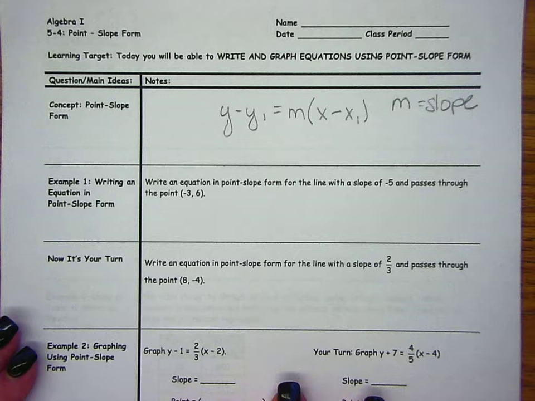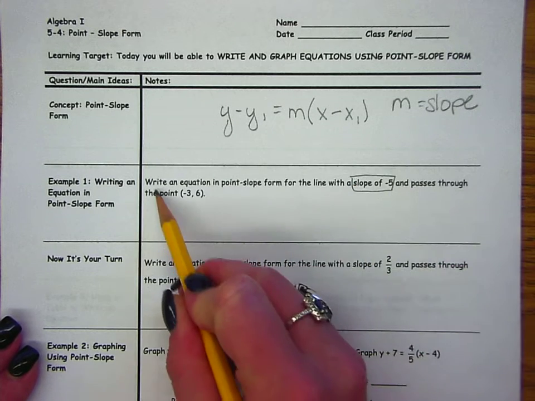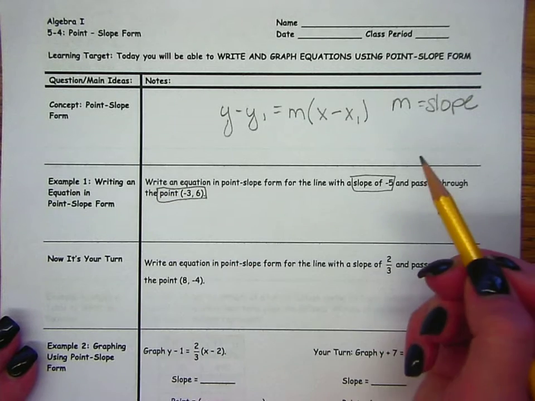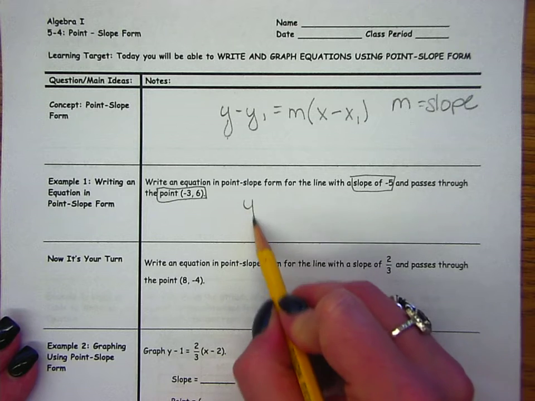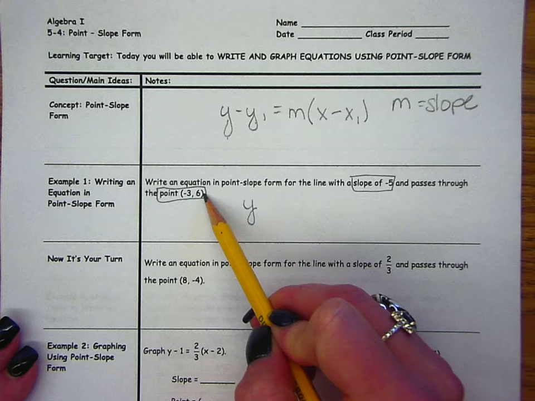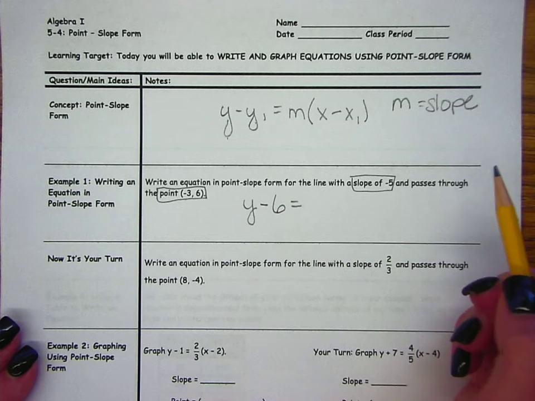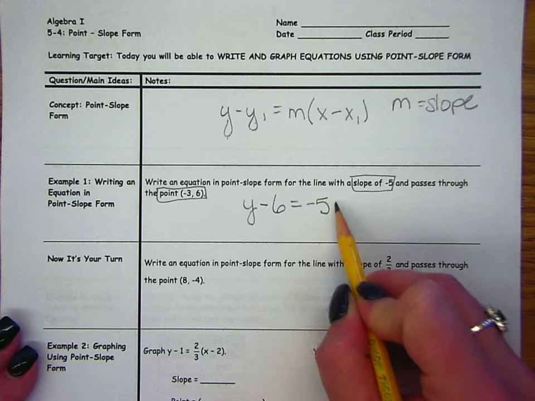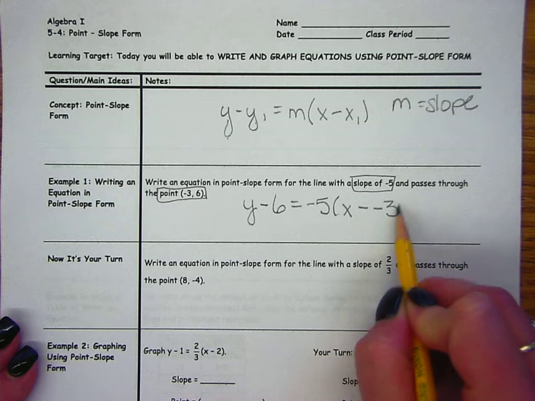I want to write an equation in point-slope form for the line with the slope of -5 that passes through the point -3, 6. So we've got a slope of -5 and my point -3, 6. This y here is always going to be in your point-slope form. So write y minus y1. Well, my y is 6, and it's positive, so I'm going to keep the minus, equals my slope, which is -5, times x. Then I'm going to do minus a -3.